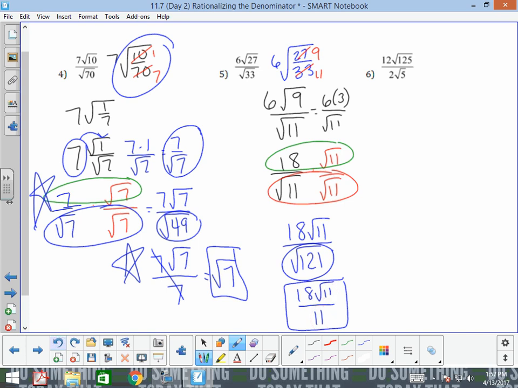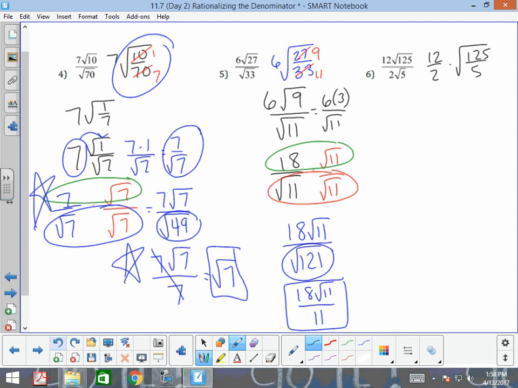Okay, so let's look at another one to simplify first. Here we have 12 over 2 times square root of 125 over 5. So I'm going to reduce 12 and 2, that's 6. They both divide by 2. 5 and 125 both reduce by 5. So that is the square root of 25. So the square root of 25 is 5, and 6 times 5 is 30.